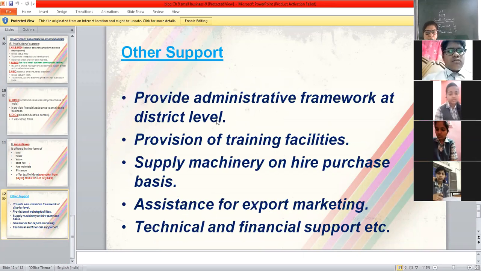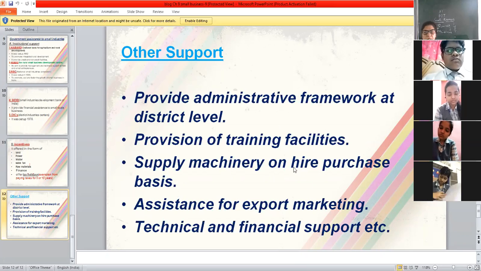Then other supports: the government provides an administrative framework at district level. District level is very useful because it works at the local level and helps directly those who require it. Provision of training facilities: those persons who require training can get training on how to set up the business, how to produce, how to sell. Supply of machinery on hire purchase basis.